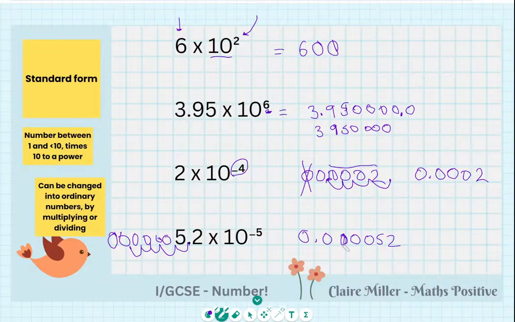And if you prefer one of these movements, so multiplying to dividing or dividing to multiplying, or if you just want to check your answer, which is always a good thing to do, you can always then times by 10 5 times to check your answer. 1, 2, 3, 4, 5, it would become 5.2. So we can check that our answer is correct as an ordinary number.